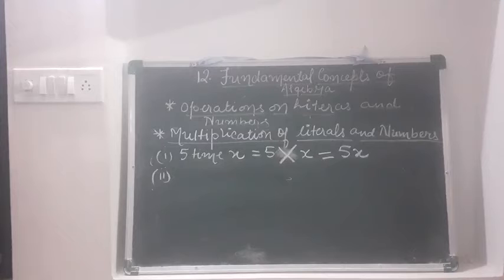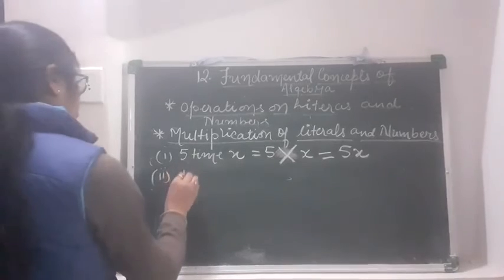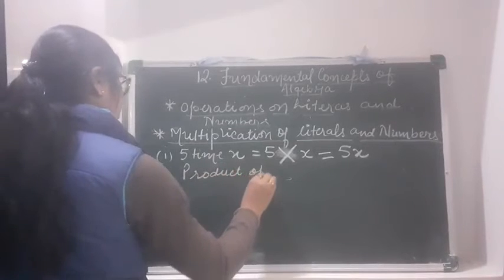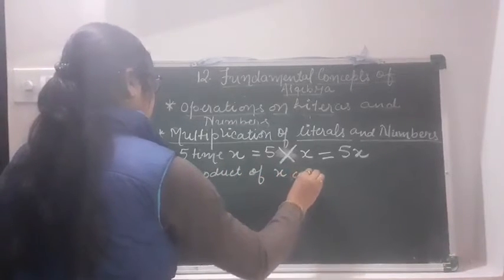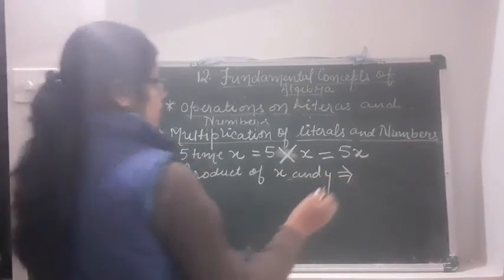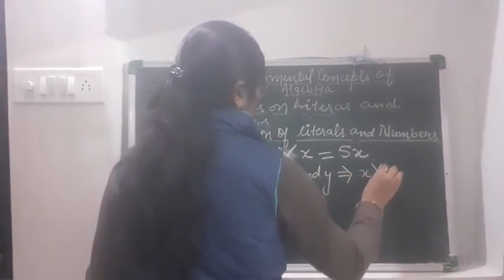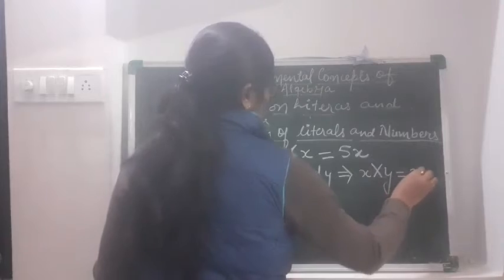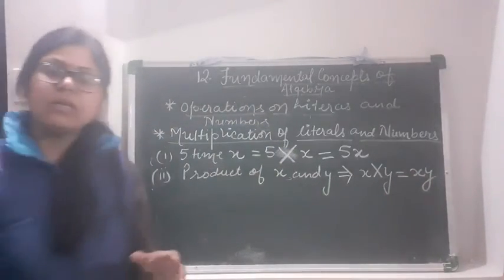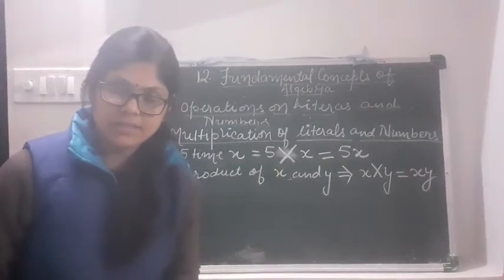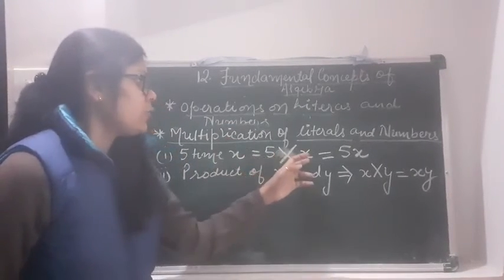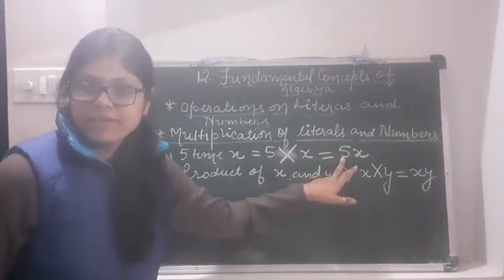If you have to write the product of x and y, how will we write? x into y, this means xy. Okay, xy means they are getting multiplied. Understood? 5 into x, we can write it as 5x.